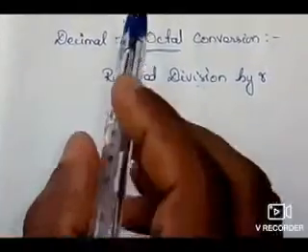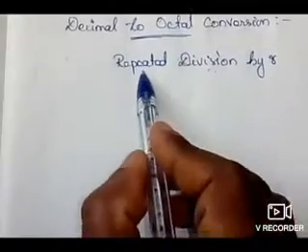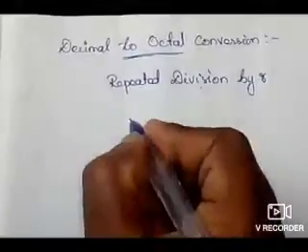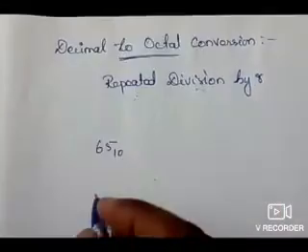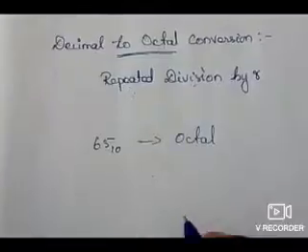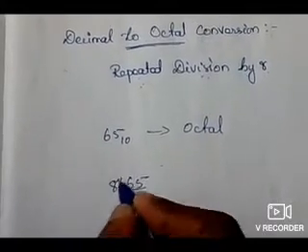Previously we studied repeated division by 2. Here, for octal conversion, repeated division by 8. One example: I am taking the same number, 65. This is the decimal number. I want to convert this into an octal number. Then 65 divided by 8.